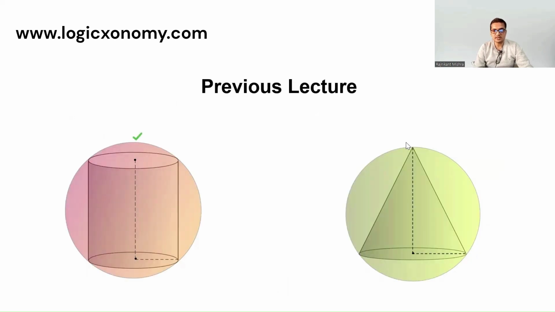There are two identical spheres given. In the first sphere, a cylinder of largest volume is inscribed, and in the second sphere, a cone of largest volume is inscribed. If the volume of the cylinder is V1 and the volume of the cone is V2, then V1 ratio V2 is equal to 9√3 ratio 8. If you haven't seen this video, the link is given in the description box.